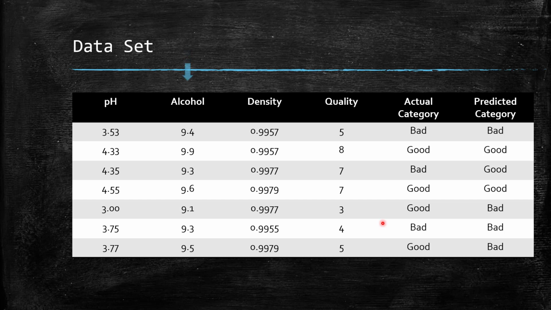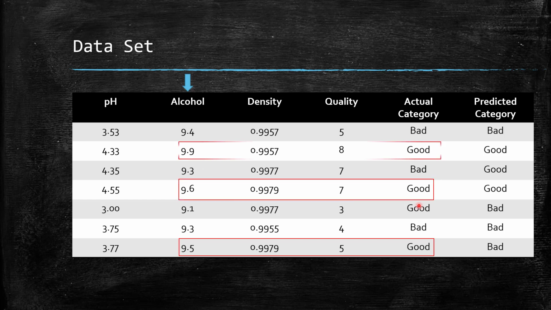For that, we will take a particular feature, let's say alcohol content. If you look at this data set, we can see that whenever the alcohol percentage is greater than or equal to 9.5, the wine quality is actually good. So if I mark those records, this one and this one, the actual category is good. There are certain other good quality wines where the alcohol percentage is less than 9.5, and based on some other factors maybe they are good. But at least we can see that if the alcohol percentage is greater than 9.5, we are dealing with good wines.